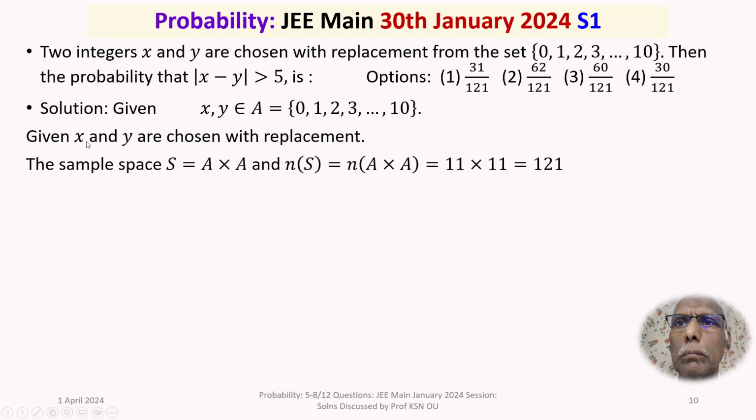The sample space. So here a pair of elements are chosen, x and y. So the pair of elements will come from the ordered pairs of A cross A. Let that be S. That is our sample space. Then n of S will be n of A cross A. That is n of A into n of A. That is 11 into 11. That is 121. Now let's move to the next slide for the further discussion.